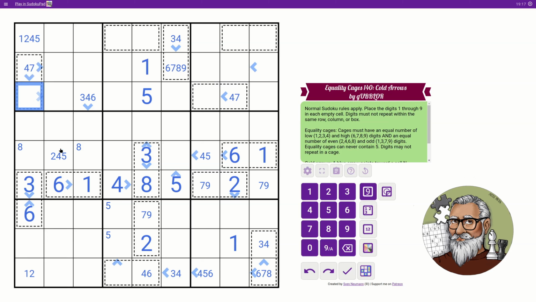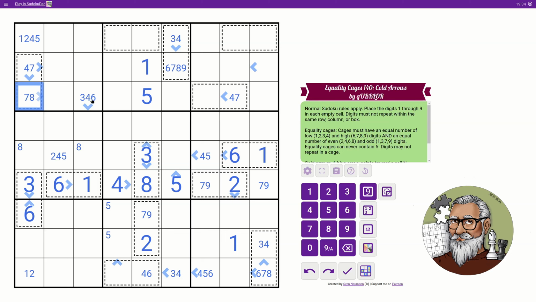Can this be problematic? Well, it's not 1 and it's not 2. It's not 3. It's not 4. That is nice. And it's not 5. It's not 6. So this is 7 or 8. Okay, that is interesting. Is that correct?